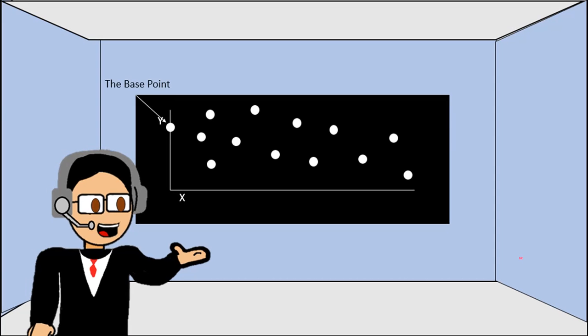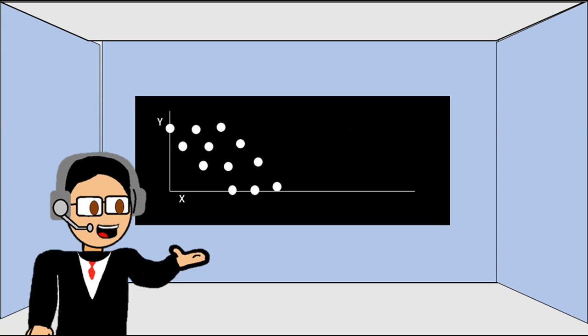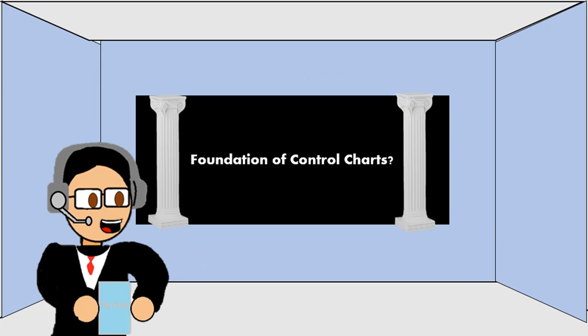The shape can be random, a straight line, or it can do some really cool shapes with the points like this. After setting all the points, we have a statistical control graph. Pretty neat, isn't it? Okay, so we got a question from the viewers. Let me see that, please.